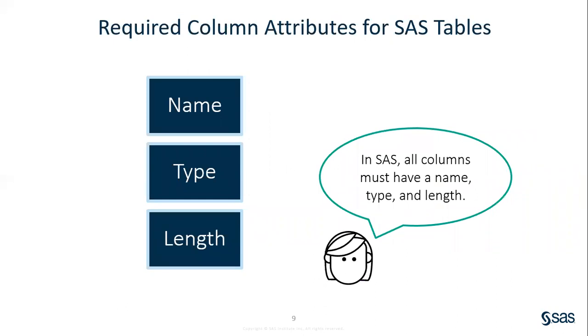So, required column attributes for a SAS table. When a column is to be created in SAS, or when a specific table consists of columns, these are the three main attributes required for that column. Attributes means characteristics. That is the name of that column, the type of that column, and the length. Length means the maximum length defined for that column to fit all its values. So these are some of the characteristics for that column. So in SAS, all columns must have name, type, and length.